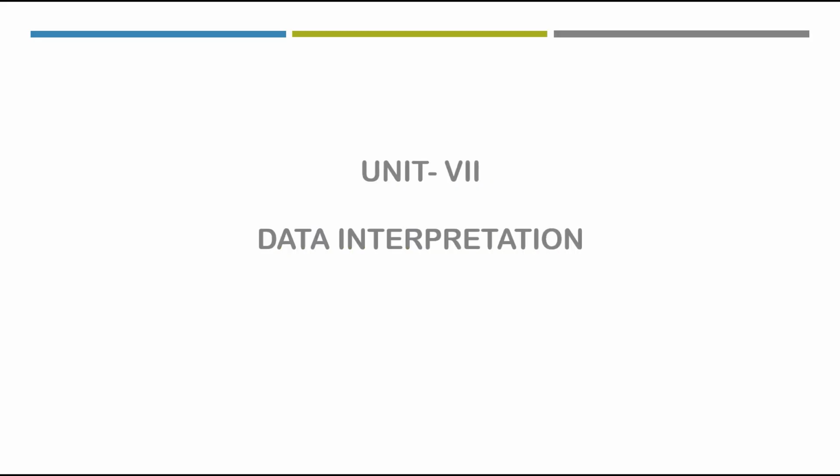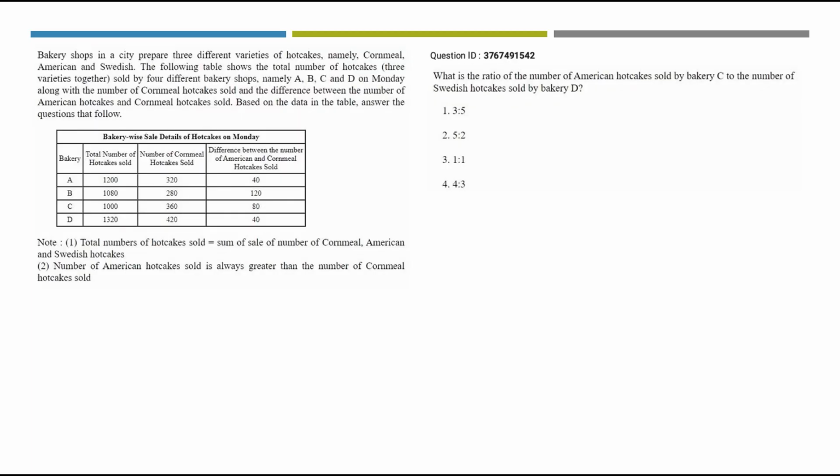Let's start with Unit 7 Data Interpretation. Bakery shops in a city prepare 3 different varieties of hotcakes, namely cornmeal, American and Swedish. The following table shows the total number of hotcakes, all the 3 varieties together, sold by 4 different bakery shops, namely A, B, C and D on Monday, along with the number of cornmeal hotcakes sold and the difference between the number of American hotcakes and cornmeal hotcakes sold. Based on the data in the table, answer the questions that follow.